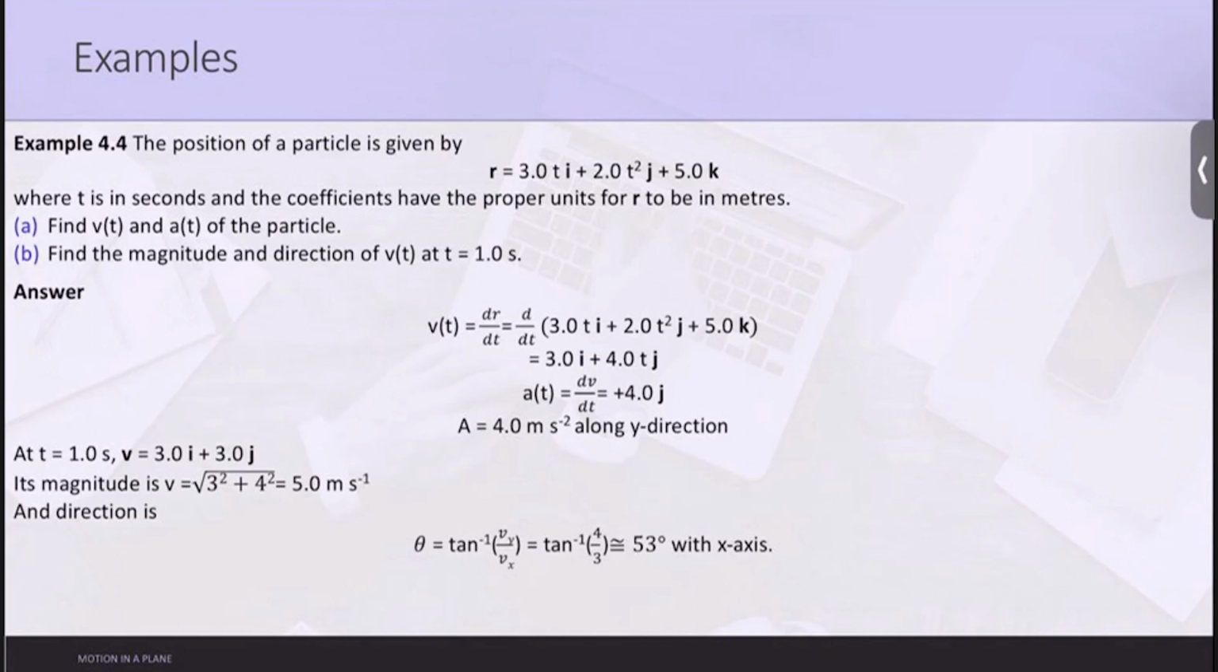Okay, so the position of the particle is given to you in the question, that is r, which is equal to 3t i cap plus 2t square j cap plus 5 k cap.